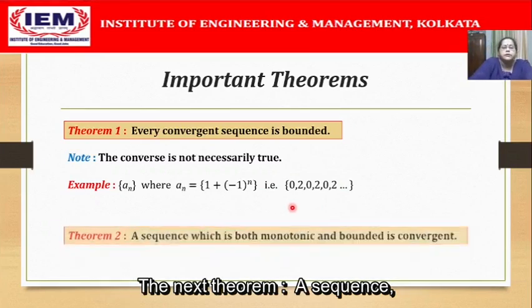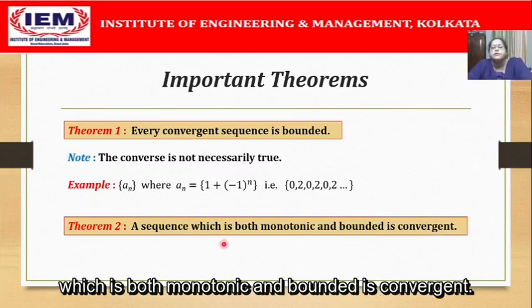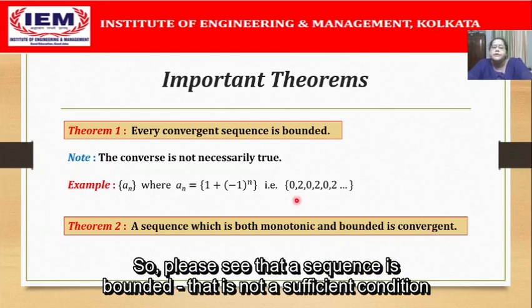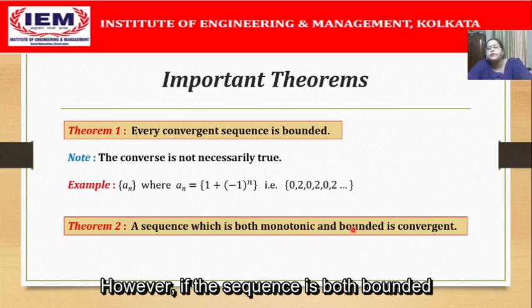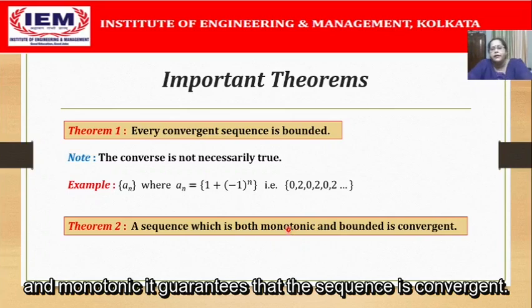The next theorem: a sequence which is both monotonic and bounded is convergent. So please see that a sequence being bounded is not a sufficient condition for the sequence to be convergent. However, if the sequence is both bounded and monotonic, it guarantees that the sequence is convergent.